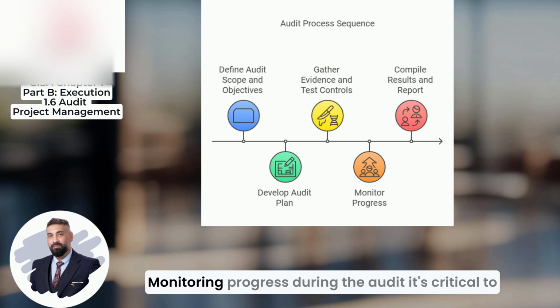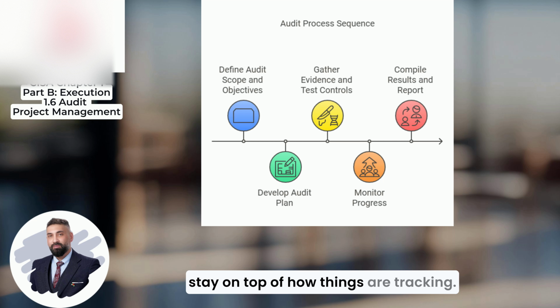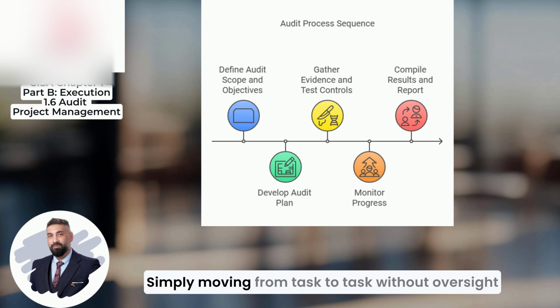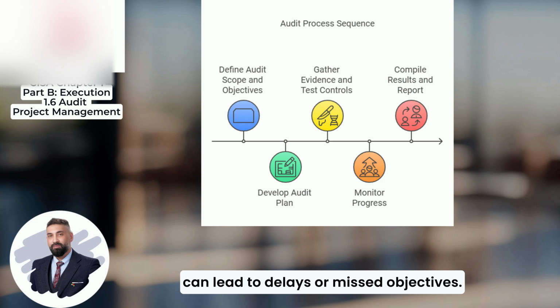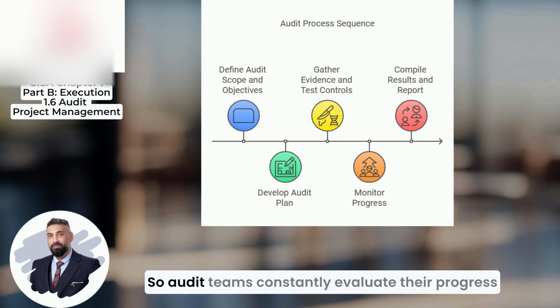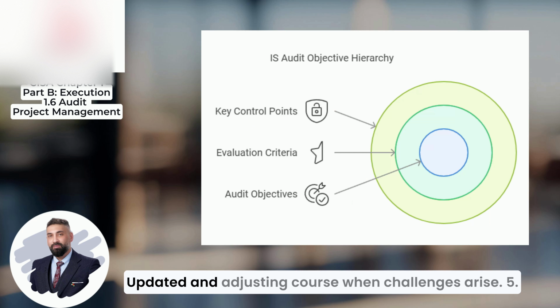4. Monitoring progress. During the audit, it's critical to stay on top of how things are tracking. Simply moving from task to task without oversight can lead to delays or missed objectives. So, audit teams constantly evaluate their progress against the original plan, keeping stakeholders updated and adjusting course when challenges arise.